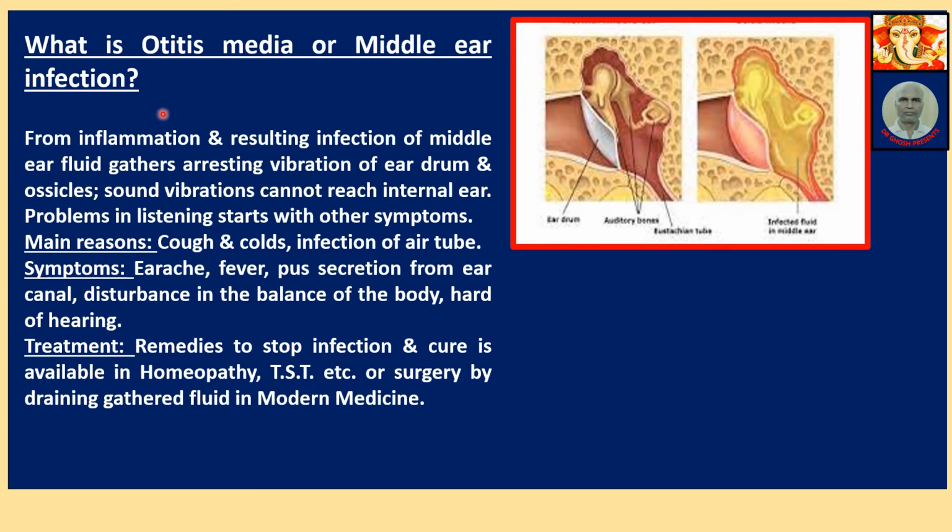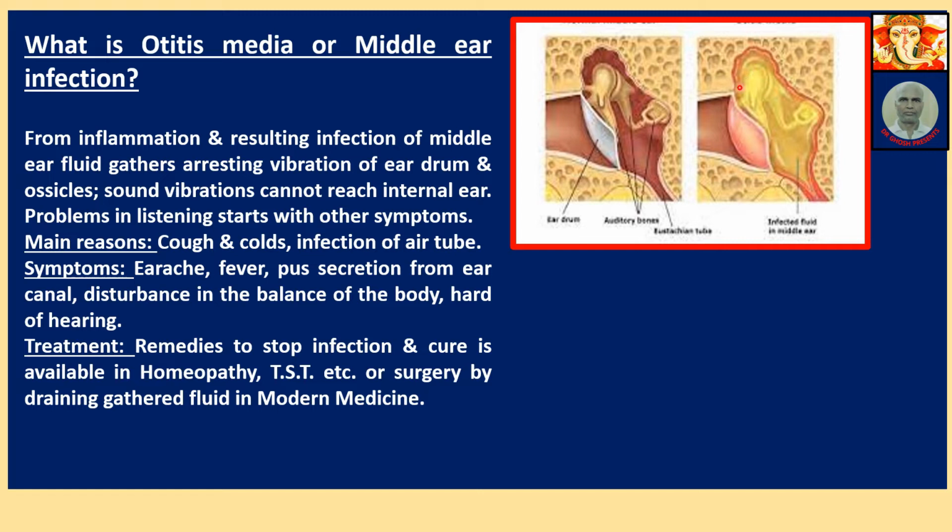What is otitis media, or middle ear infection? This is most important. From inflammation resulting in infection in the middle ear, fluid gathers, arresting the vibration of the eardrum and ossicles. Sound vibration cannot reach the internal ear. Problems in listening start along with other symptoms. Look at this picture. This is a healthy middle ear. This is the canal, this is the drum, malleus, incus, stapes. Now look here. The whole thing is filled with yellowish color.